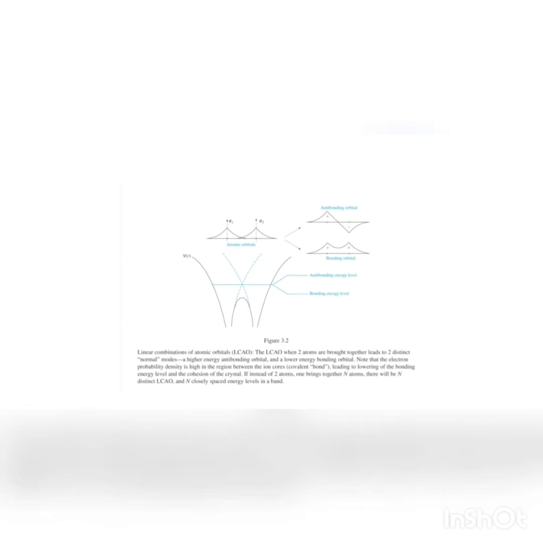So, if the electron movement in one atom and the corresponding atom are in phase, then we have one type of orbital, known as the bonding orbital. And if the electron movement in one atom and the other one is out of phase, or there is a phase difference, then that type of orbital is known as the anti-bonding orbital.